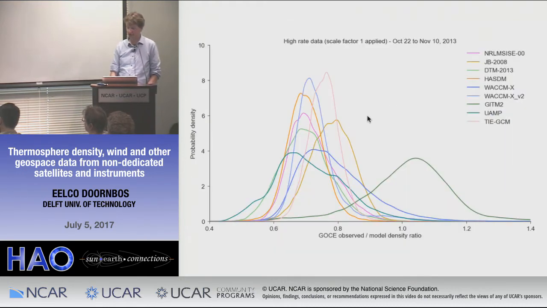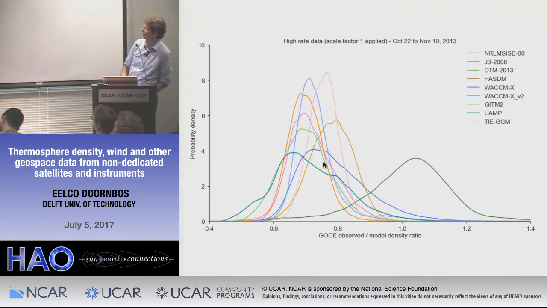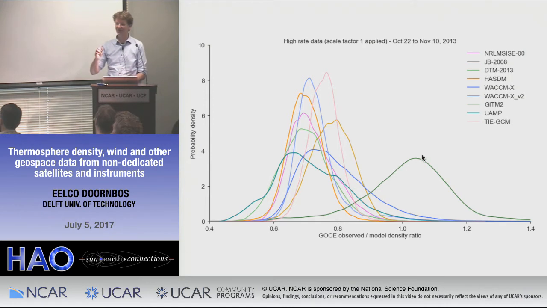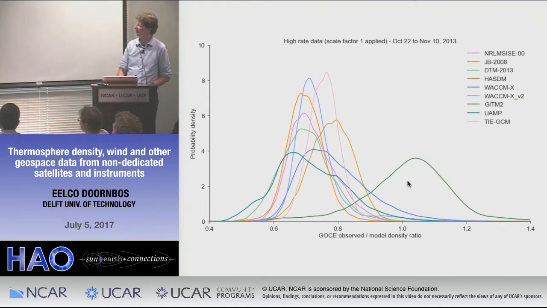And you can plot this also in terms of probability density. So this is sort of a histogram, and you can see that all of the models underpredict. They overpredicted. Now let me see. The observations were lower than the model. GITM2 is the only outlier here. But Aaron Ridley tuned GITM2 using the data I gave him to end up here at 1.